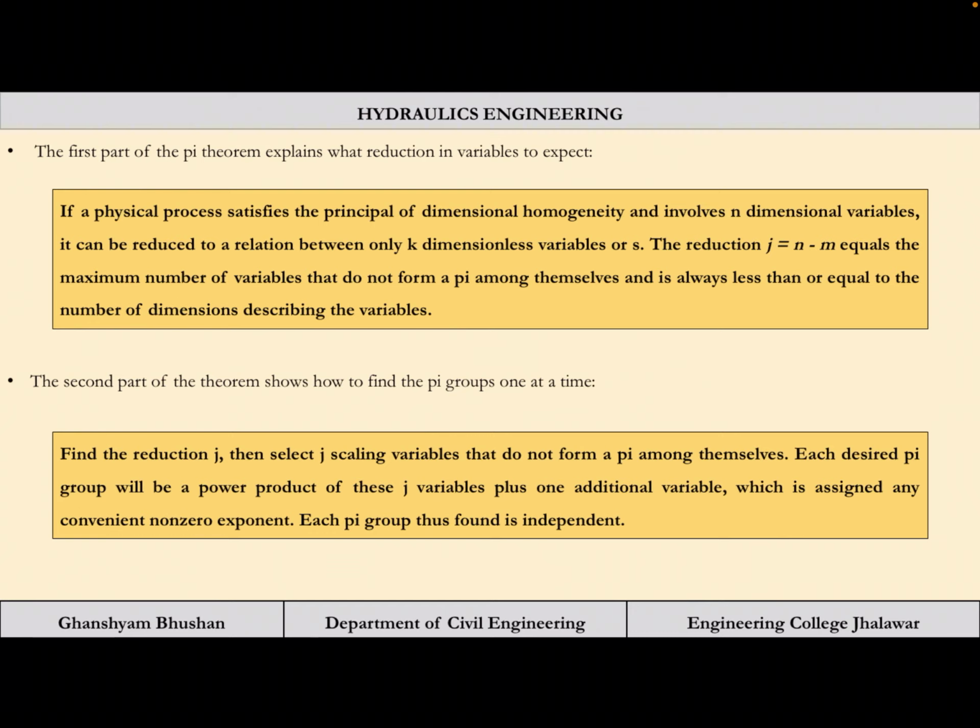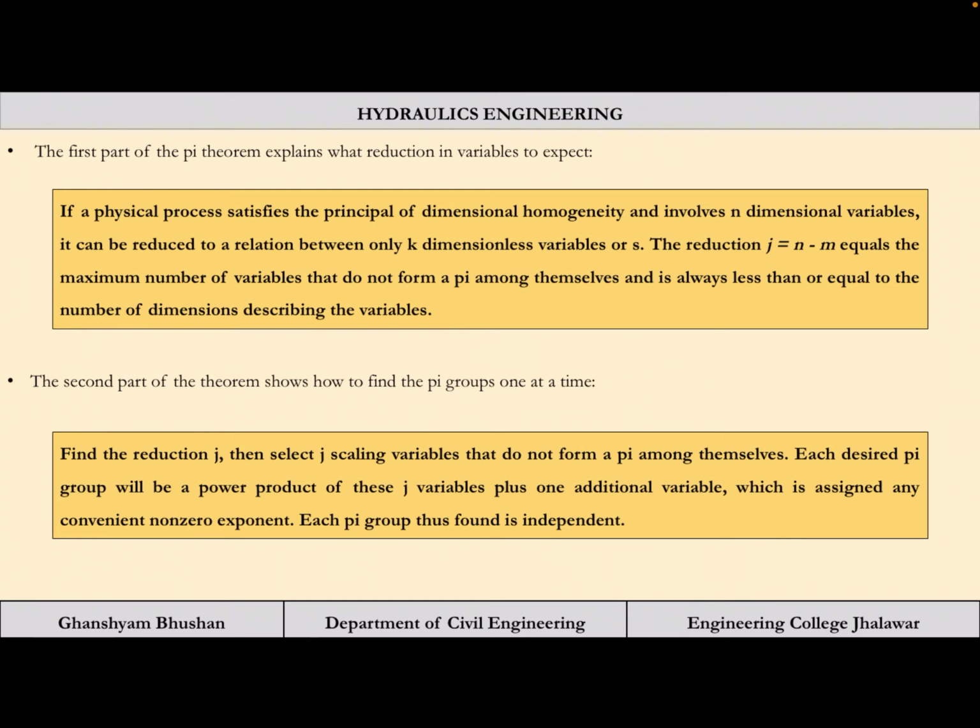I will explain this point. Let us first try to understand what these statements are telling. The reduction j, equal to n minus m, equals the maximum number of variables that do not form a pi among themselves, and is always less than or equal to the number of dimensions describing the variables.